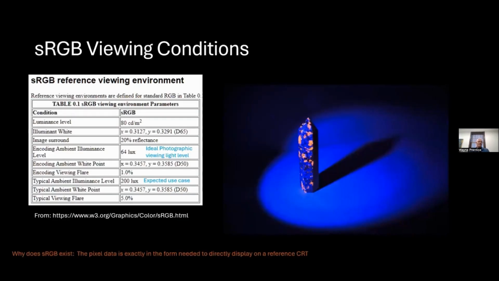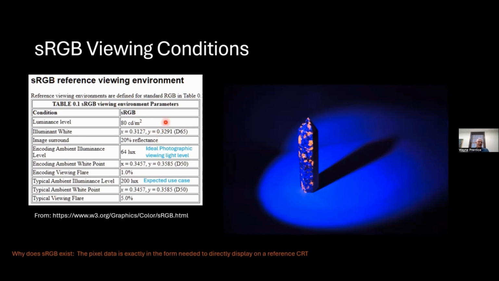Finally, the viewing conditions. sRGB is defined for a monitor with a peak luminance level of 80 candelas per meter squared, or 80 nits. Probably your displays at home are much more like 300 nits. Here's the white point, D65. We talked about that. The ambient luminance level: we're sitting here in a conference room, the lights are on, I'm guessing it's a couple hundred lux in here. If we were viewing this properly, it would be 64 lux, which is a pretty dark room. But it would have to be pretty dark to see things well at 80 nits.